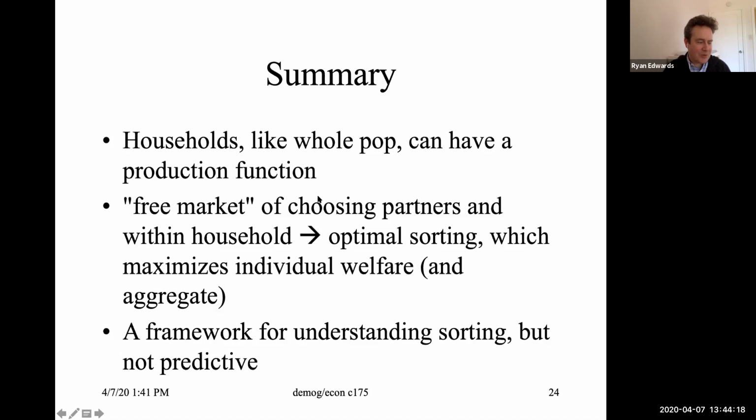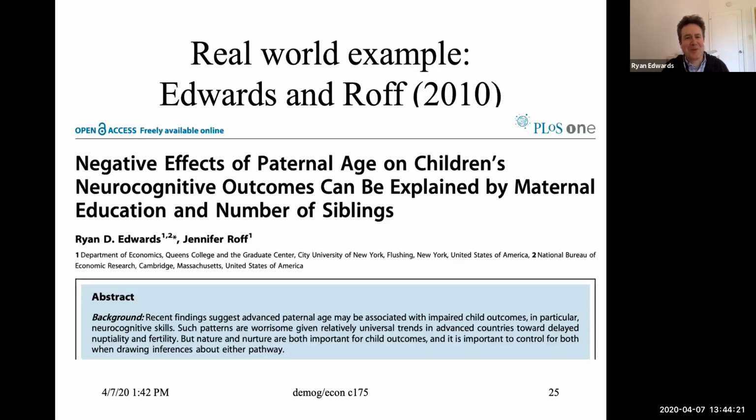Okay, so the last topic was a shameless self-plug. This was a paper that my co-author and I published back in 2010, and I still remember the day that Jennifer Roth poked her head into my office and said, "Can you believe what is being written about?" It was that in the medical literature, you'll find a thread that suggests, and not without some reason, that advanced paternal age, so the age of the dad, can be bad for children's test scores and neurocognitive outcomes. So the older you are as a dad, the worse off your kids are. That's the perspective here.